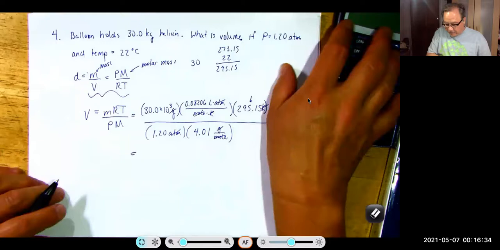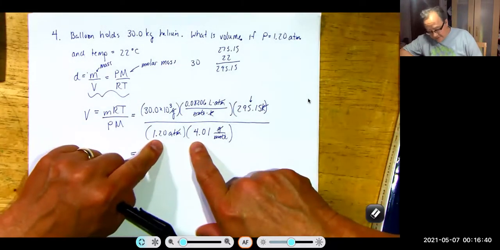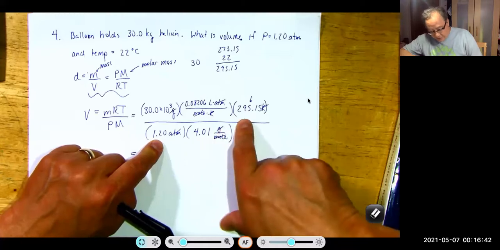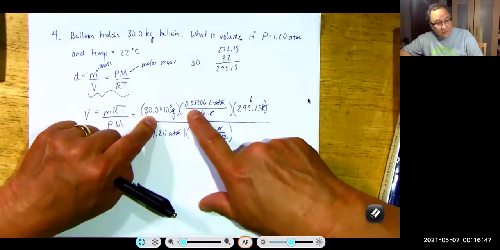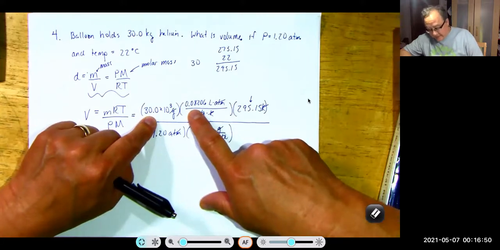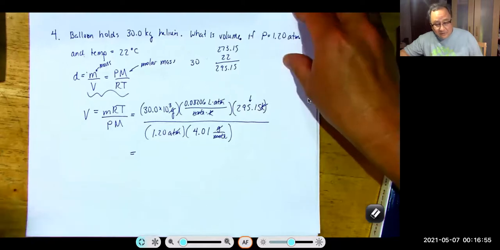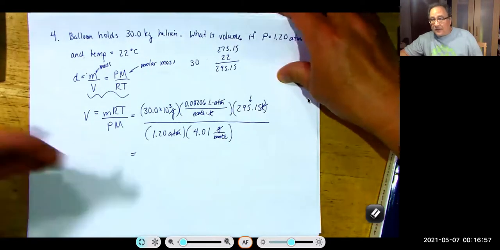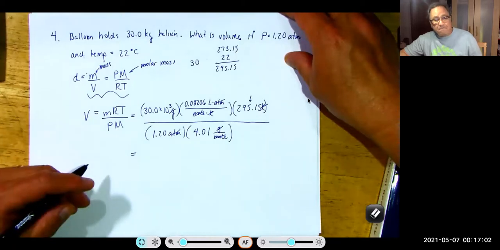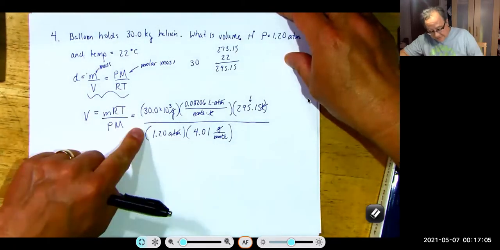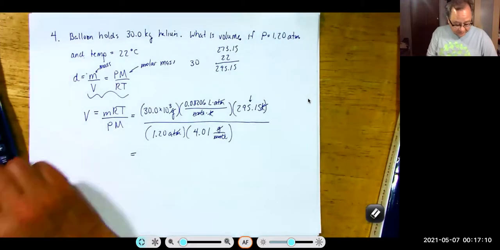So if we wanted to estimate our answer, all we have to do is say 1.2 times 4 is 5. 5 goes into 30 6 times. 6 times, I'm going to call this 0.1, is 0.6. And 0.6 of 295 is like saying 0.6 times 300. So 0.6 times 300 should be what, 180? So we get 180 times 10 to the third. That's a large volume. So let's see what we get here.